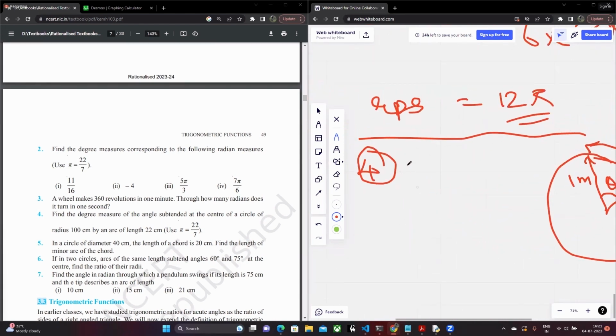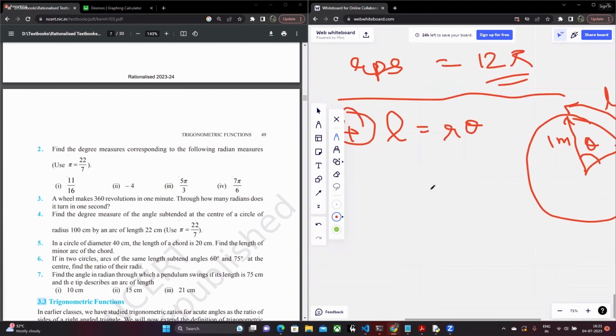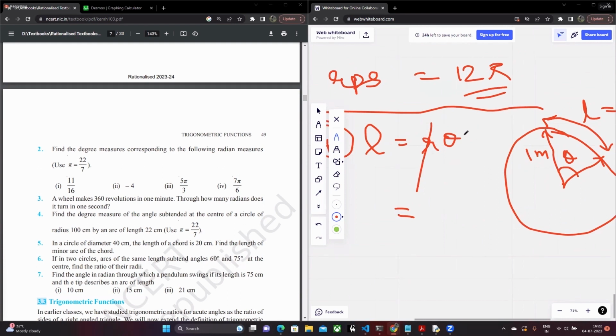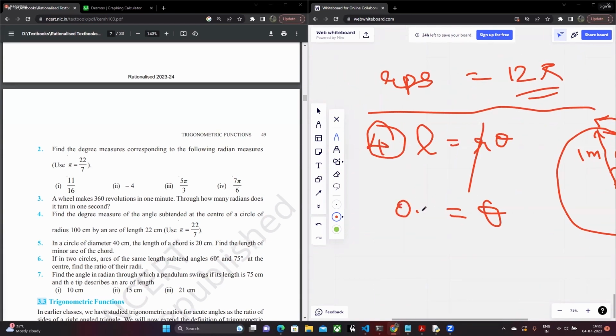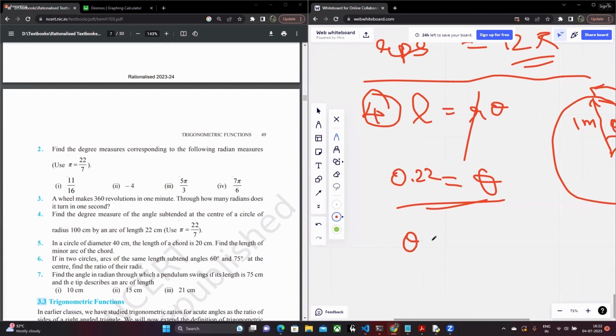Remember that you have the formula L equals R theta. Since R is 1, I'll basically cut it over here, because 1 into anything is that anything. So on the right side, I'll have theta. On the left side, I have 0.22. So therefore, your theta is 0.22 radians.